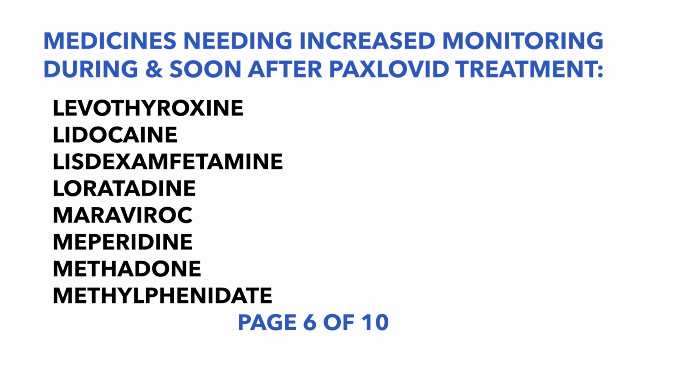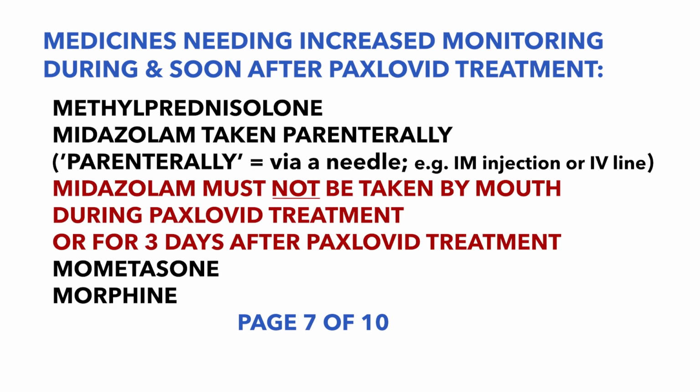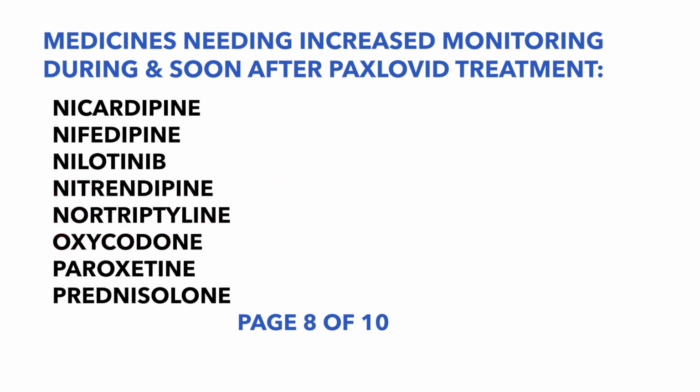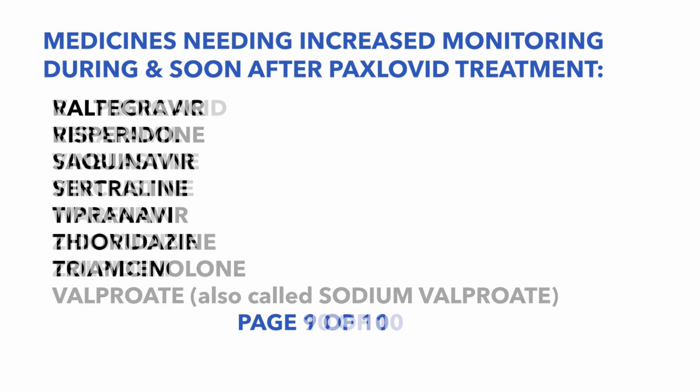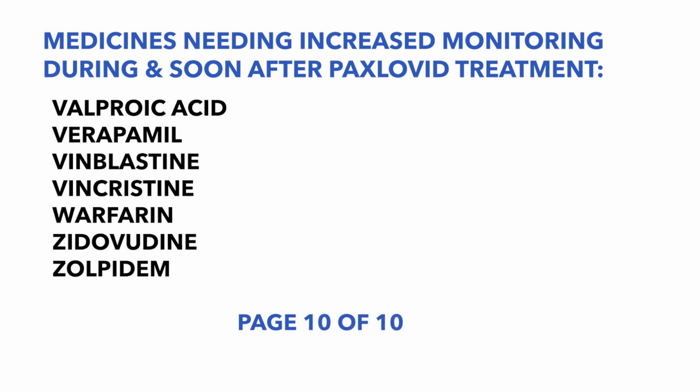People taking some medicines on this list would need to be very closely monitored in hospital if they take Paxlovid. For example, the pain medicines fentanyl or hydrocodone or oxycodone, or an injected anti-epilepsy medicine called midazolam. Other types of increased monitoring include frequent blood tests. For example, for people taking a medicine to prevent blood clots called warfarin, or getting regular ECG monitoring of a person's heart for people taking the antibiotic erythromycin.